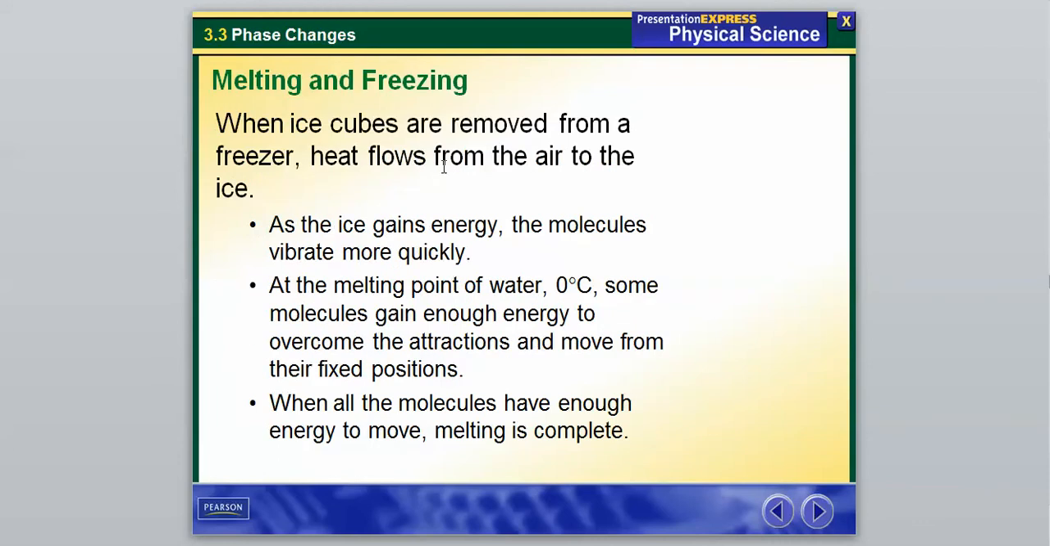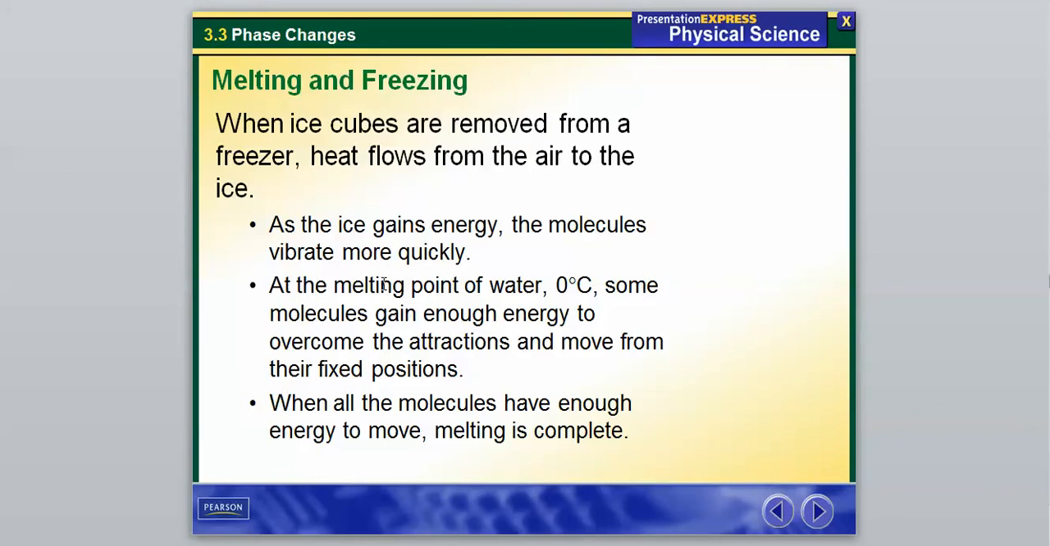When ice cubes are removed from the freezer, heat flows from the air to the ice. Heat starts where there's a lot and moves to where there's not a lot. As the ice gains energy, the molecules vibrate more quickly. At the melting point of water, which is 0 degrees Celsius, some molecules will gain enough energy to overcome the attractions and move from their fixed positions. This is when the melting process really begins.